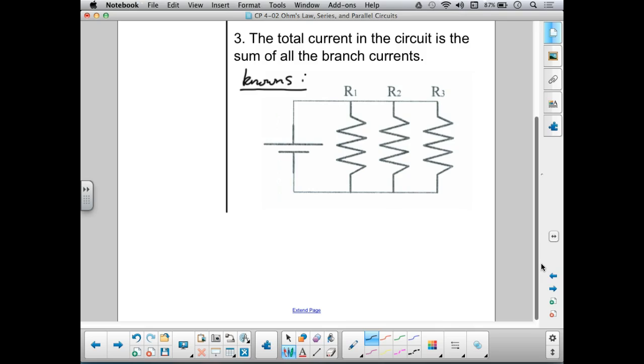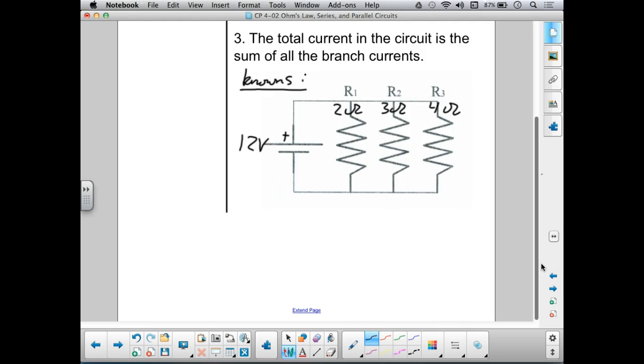I'm going to assume that this is a 12-volt battery connected to this circuit, and I have 3 resistances in this circuit. Resistance number 1 is going to be equal to 2 ohms. Resistance number 2 is going to be equal to 3 ohms. And resistance number 3 is going to be equal to 4 ohms. So I have 3 resistors, and remember resistors could be anything.